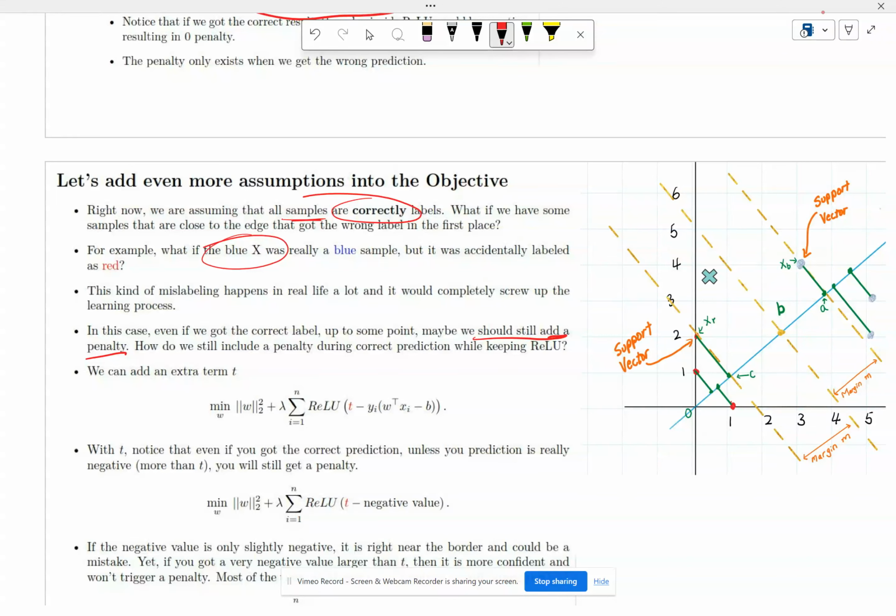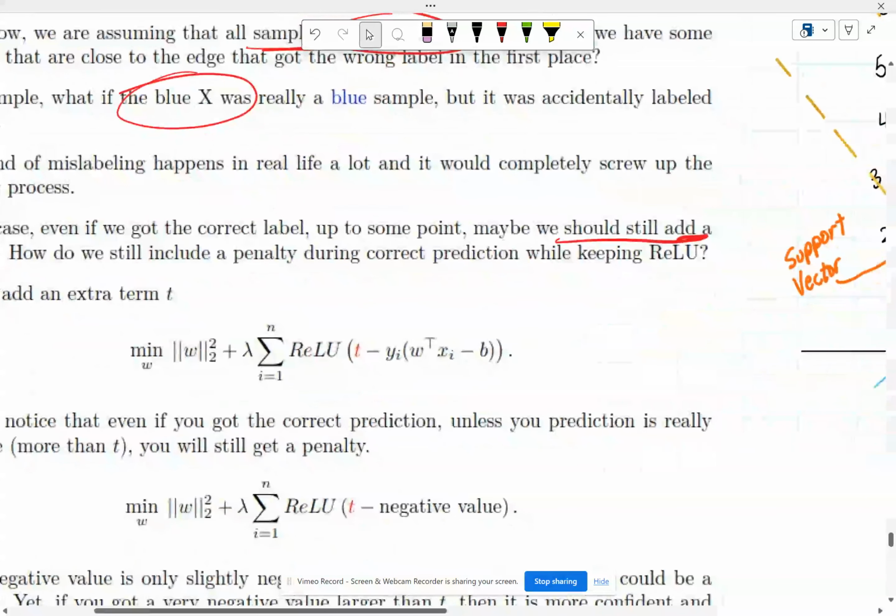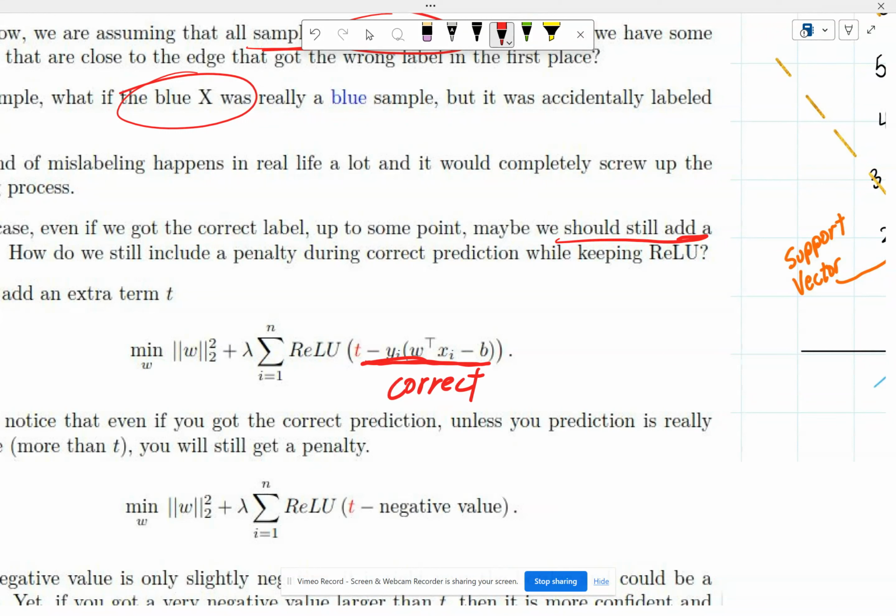All right. How do we still include penalty during correct prediction while keeping the ReLU? Well, the way you can do it is basically add a constant. Now, let's study how this constant could really help. This means that even if you got a negative value, if the negative value is less than t, it's still going to be positive. So even if you get a correct label, which is going to be negative, unless it's correct enough such that it's greater than t, there's still a penalty.